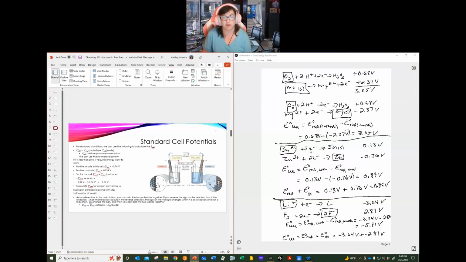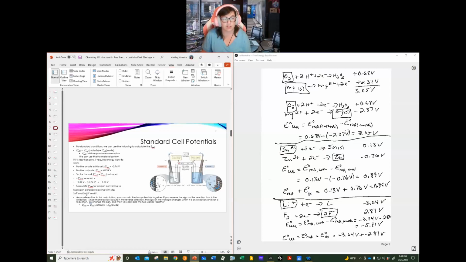So I know that Sn2 plus occurs in the direction that it's written. The Zn is actually the reverse, so I'm going to reverse this voltage, and then I have my E naught reduction plus the E naught oxidation equals 0.13 volts plus 0.76 volts, which gives me 0.89 volts. The other way I can do this is the E naught cell equals the E naught reduction for the cathode, so the tin, minus the E naught reduction at the anode, so minus the negative 0.76, which again gives me the 0.89 volts. So that's what we're looking at there.